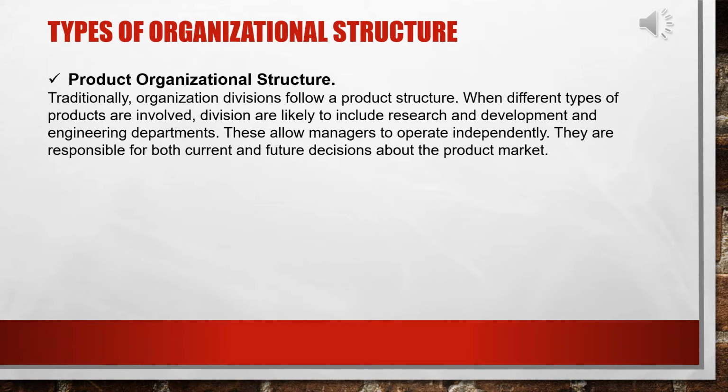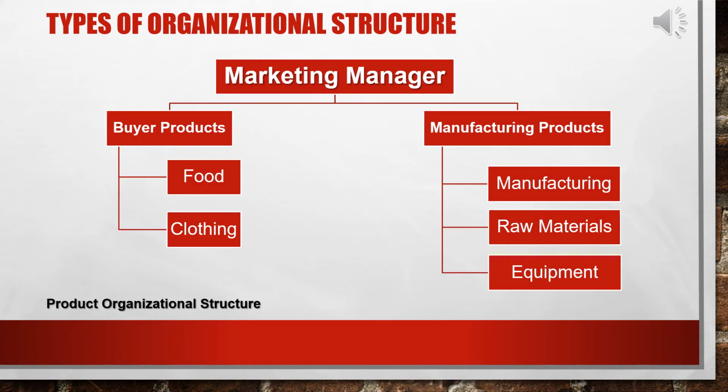So, traditionally daw, organization divisions follow a product structure. Mayroong companies na ang sub-businesses ay naka-assign sa product group managers. Tapos, binibigyan sila ng operating and staff functions. Sa division din na to, nagdadagdag ng research and development at engineering department pag iba't ibang products na ang involved. Inaalaw nito ang mag-operate independently ang managers dahil sila ang responsible sa current and future decisions about sa product market dahil ang long-term goal nito ay mag-increase at hindi lang basta mag-stick sa current market. So, ganito ang itsura ng product organizational structure.